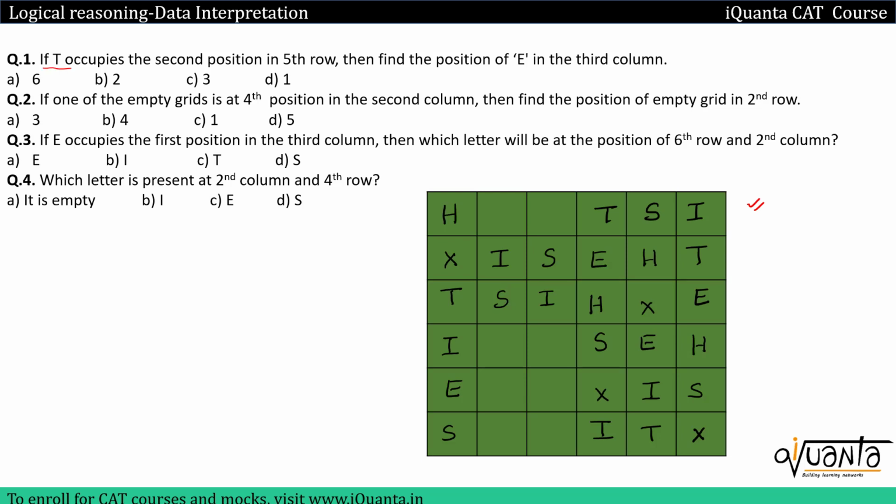First one is, if T occupies the 2nd position in the 5th row, then find the position of E in the 3rd column. So 5th row 2nd position, I will have to put T over here. Now in this particular row I have only H left, so I will put H over here. Then if I look into this 3rd column, I need to put E, T and a cross. If I check for T, I cannot have T over here because T is present here, so only one place remains for T, it will be over here. Now I have to put a cross and E, right?